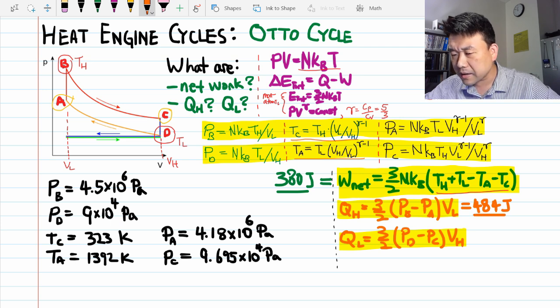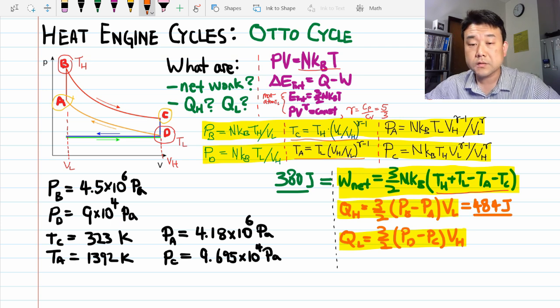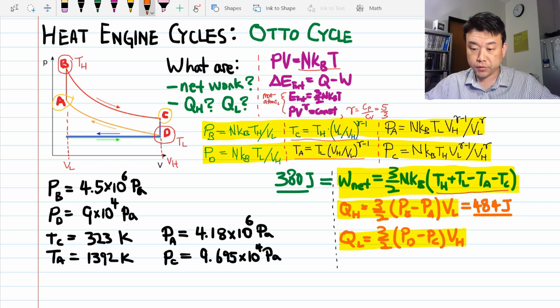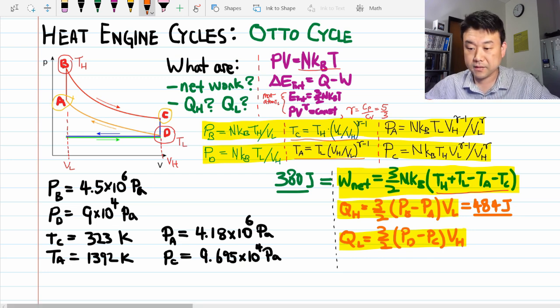I guess I can kind of figure why. So with the Otto cycle, the only heat transfer happens along AB and CD. Whereas with the Carnot cycle, the heat transfer was occurring throughout the isothermal process. Let's plug in the numbers to QL. Oops, I think I made a sign error there. It should be PC minus PD. So let me do that. And the number I get is 104 joules.